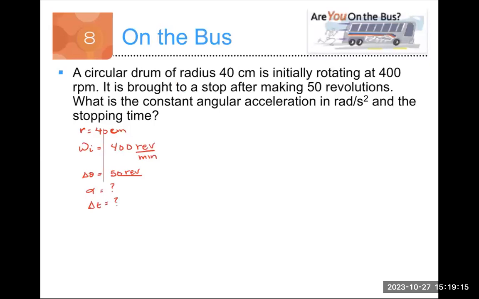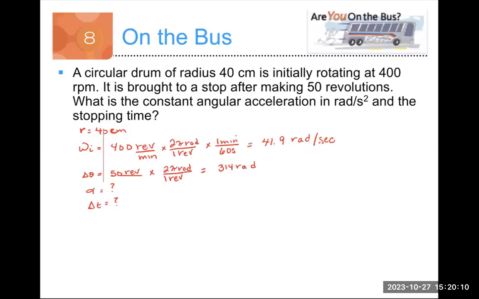So what we want to do is convert our revolutions to radians and also our minutes to seconds. In one revolution, we have 2 pi radians, and in 1 minute, we have 60 seconds. So that's going to give us 41.9 radians per second. And 50 revolutions, in 1 revolution we have 2 pi radians, so we're going to have 314 radians.